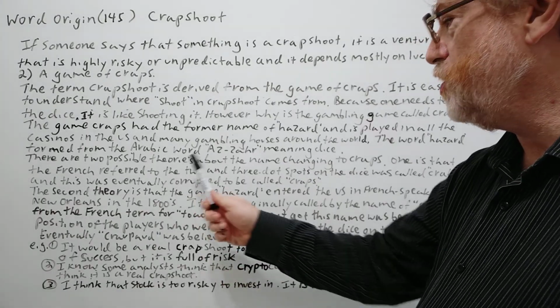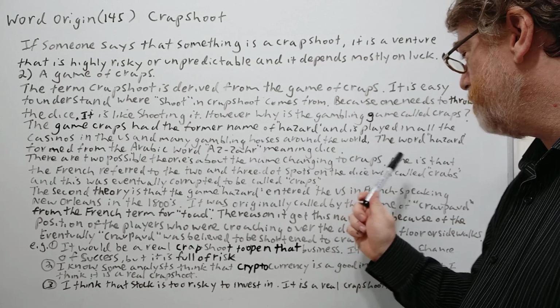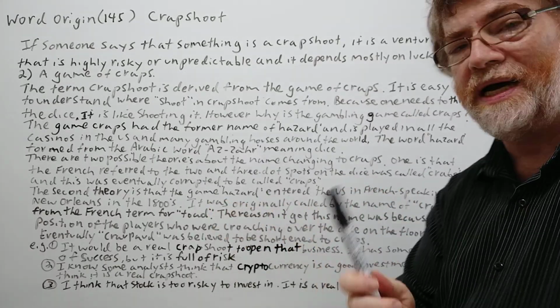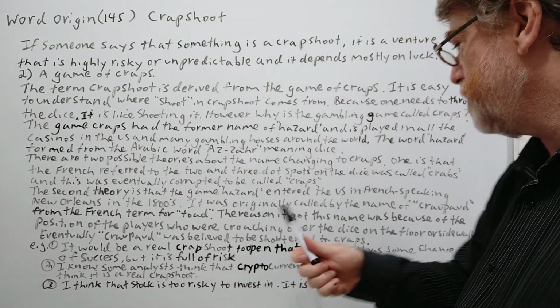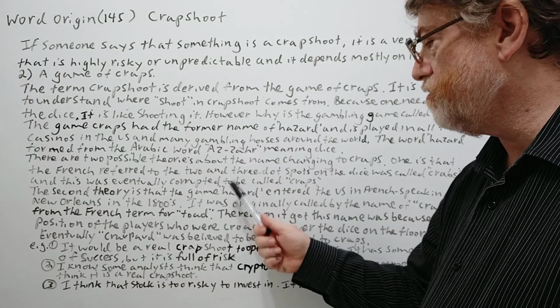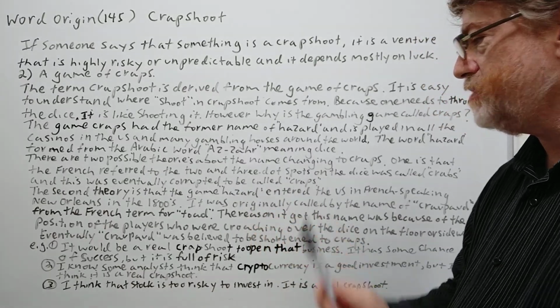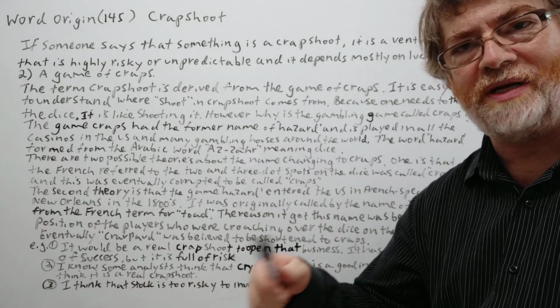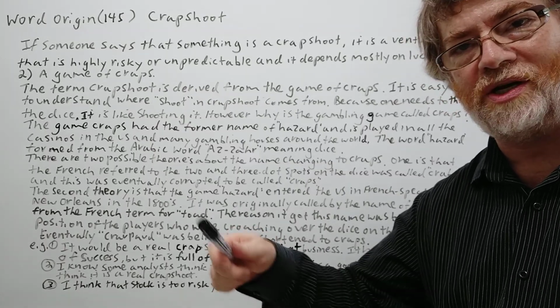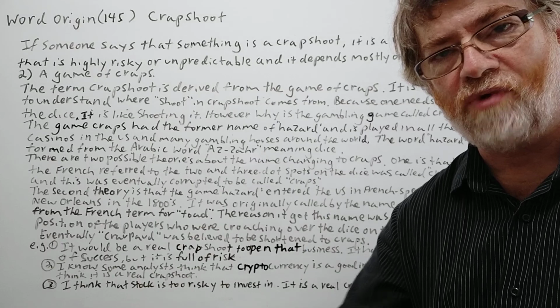Okay. There are two possible theories about the name changing to craps. One is that the French referred to the 2 and the 3 dot spots on the dice as crabs, and this was eventually corrupted to be called craps. When we say corrupted, it means people just started pronouncing it incorrectly. They used to call it crabs, and they just started calling it craps by pronouncing it wrong.